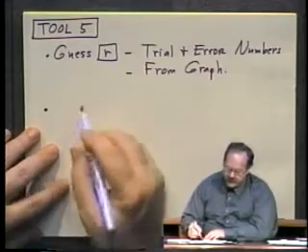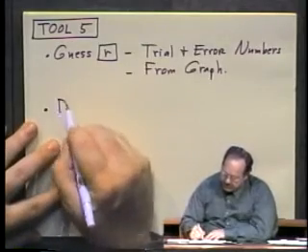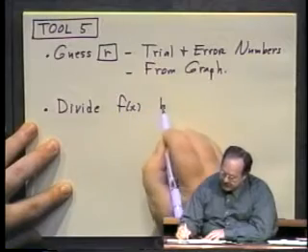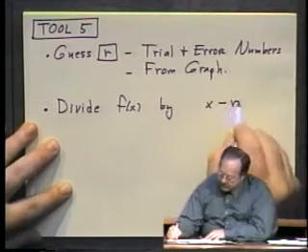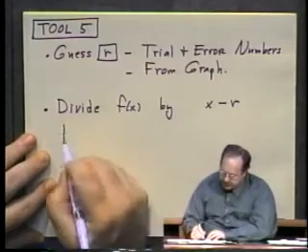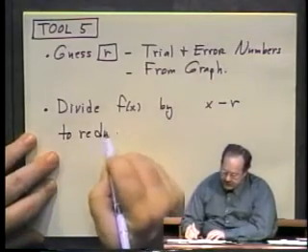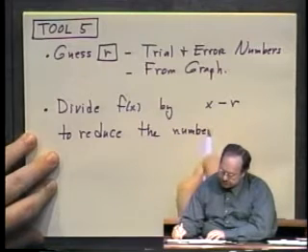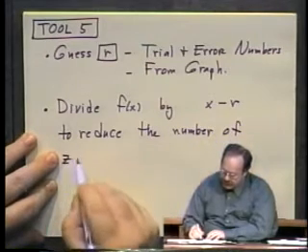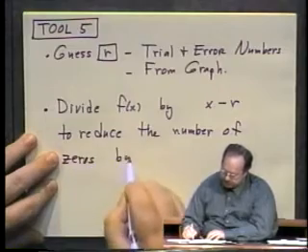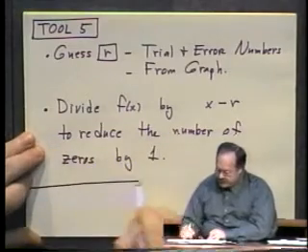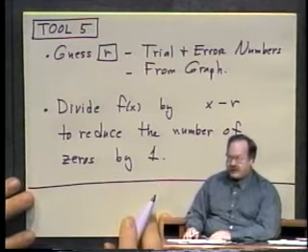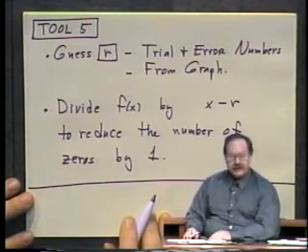Then, once you've guessed a number or you've found one by some means, divide f of x by the linear term x minus r. And what do we do that for? To reduce the number of zeros by 1. So if you had a polynomial of degree 10, you reduce it to a polynomial of degree 9, and with luck, that's easier.